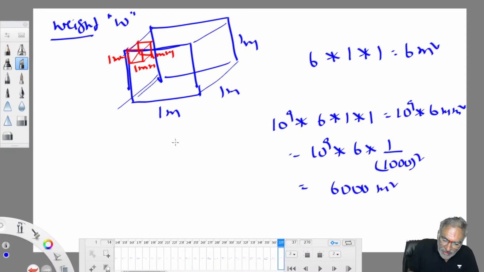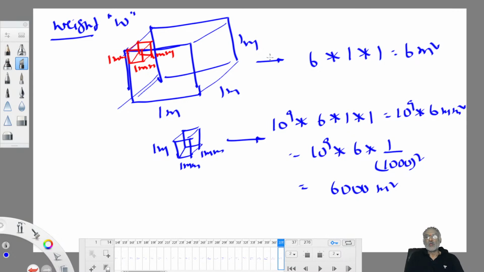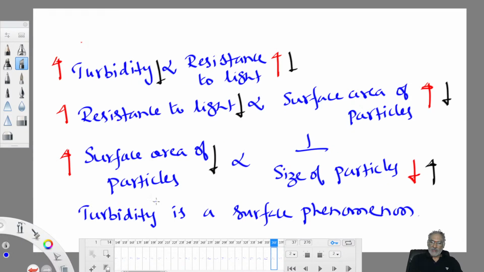So if the particle cube size is 1 mm by 1 mm by 1 mm, the surface area has increased. You get 10 power 9 cubes, and the surface area has increased to 6000. If you keep the same size cube, the surface area is only 6. So size matters. The larger the size, the less the surface area. Less surface area, less resistance to light. Less resistance to light, less turbidity.